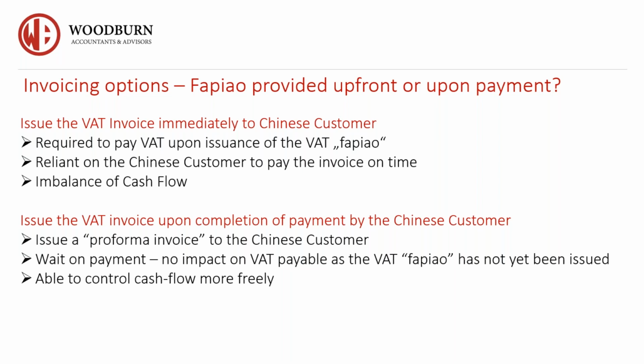The first is issuing the VAT invoice immediately to the Chinese customer instead of issuing a debit note or an Excel invoice first. Why is this critical? And I say this is critical, especially if you're in your startup phase, because the minute that your VAT invoice is issued, it goes into the software system. And regardless if your customer has paid or not, you are liable to pay VAT on that transaction.